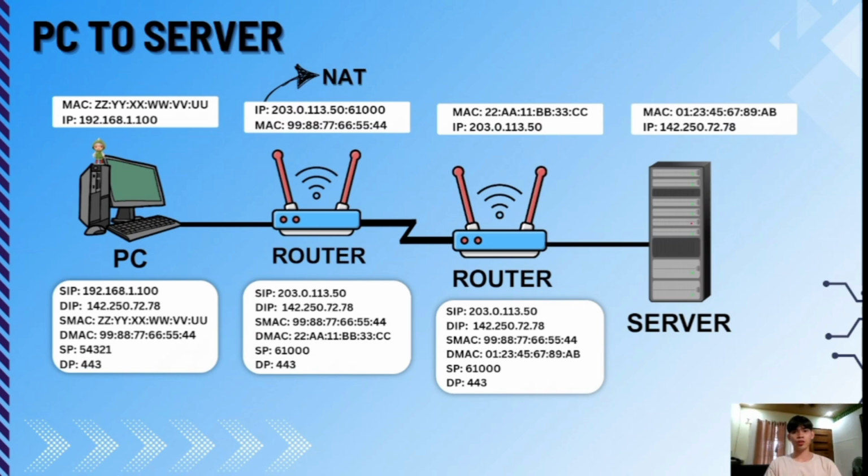Final thoughts. The server will respond by reversing the source and destination details and sending data back to the PC through the same routing path. This bidirectional communication is essential for accessing websites, sending emails, and using other internet services. That's it for the explanation on how packets travel from a PC to a server. Stay tuned for the return journey where we explain how the server responds.